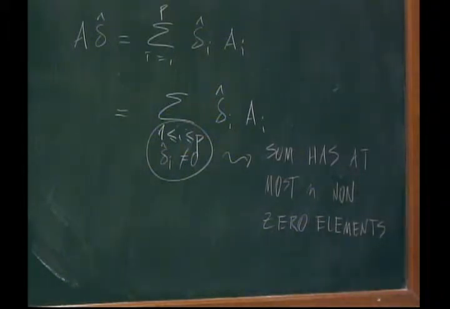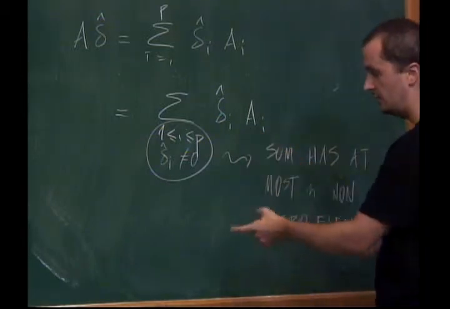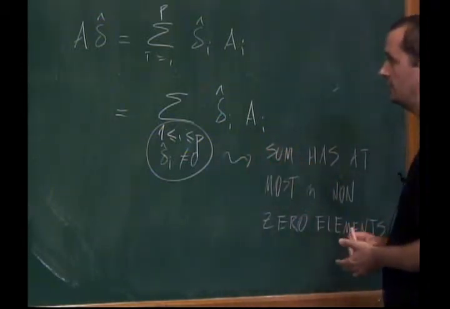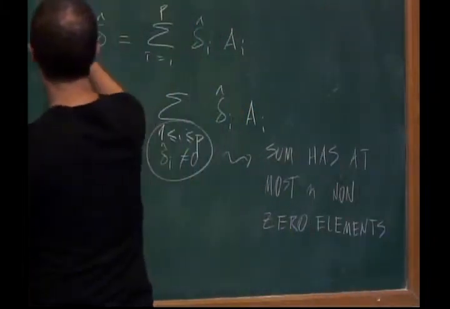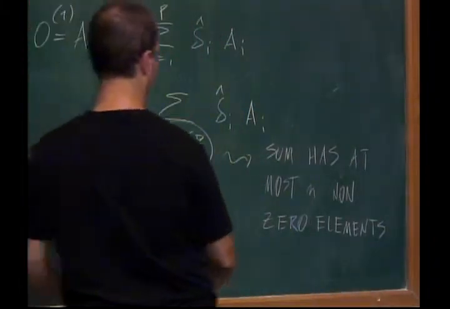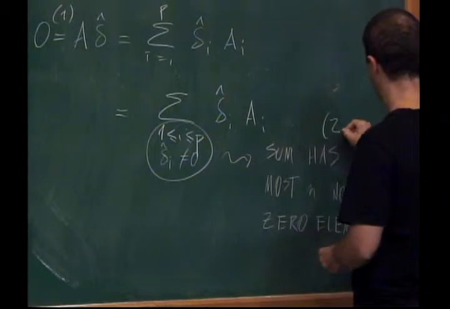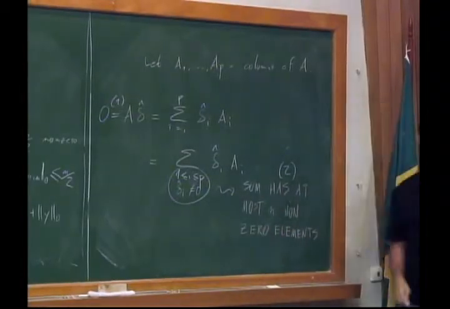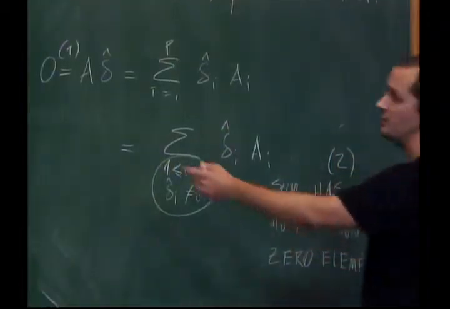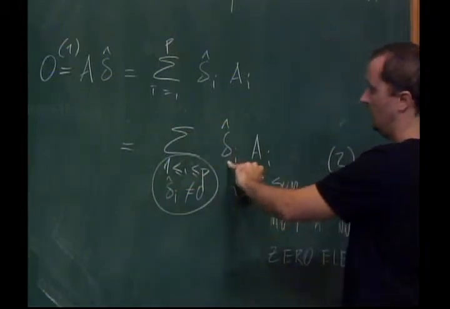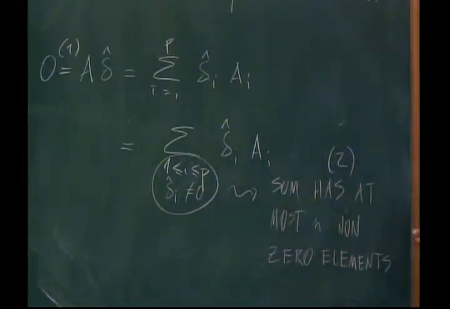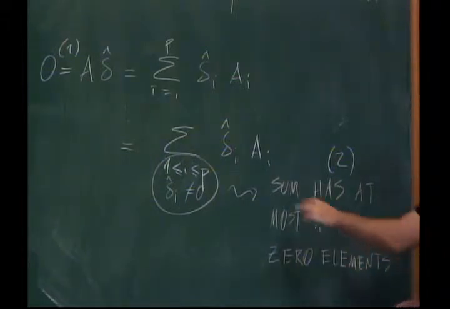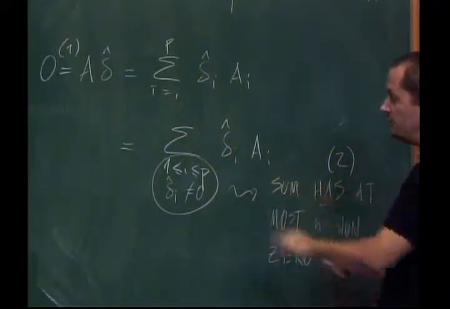Right? Just saw that the number of non-zero coordinates is less than or equal to n. But you also know that this is 0. This is property number 1, and this is another way of writing property number 2 over here. So I have a linear combination of vectors which adds up to 0, and I know that the sum is a linear combination of at most n vectors.